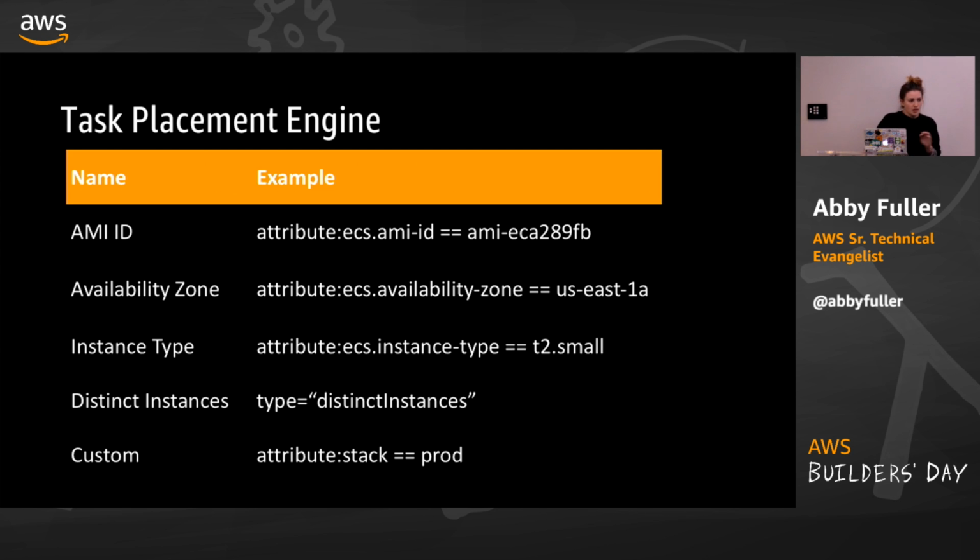Placement engine. There is a default behavior here, which I'll get into in a second, but the task placement engine basically tells you how you can place your tasks among your pool of resources. You can filter on custom things, so on a certain AMI or an availability zone, or a custom one. If you label your instances with a key-value pair, like in this case stack is prod, you can place based on those characteristics.